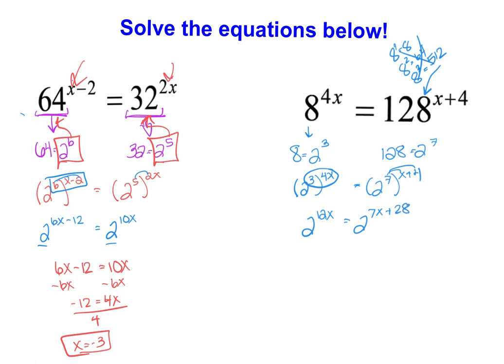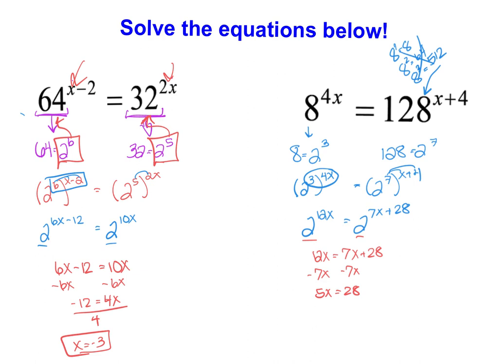Then from here, because we have common bases, we can set those exponents equal. So I have 12x is equal to 7x plus 28. We then want to get our x values together, so I subtract 7x on each side.